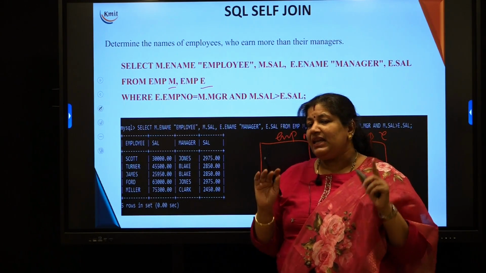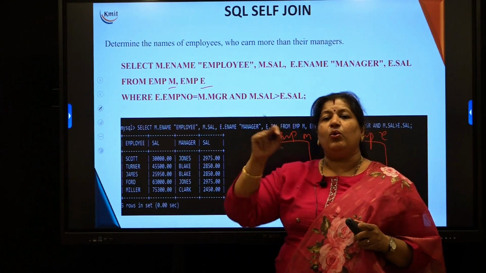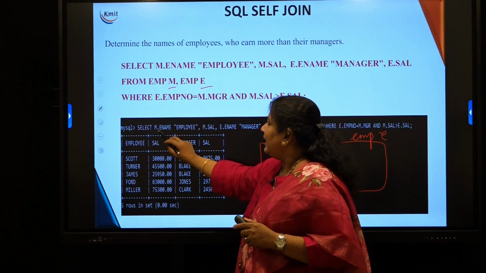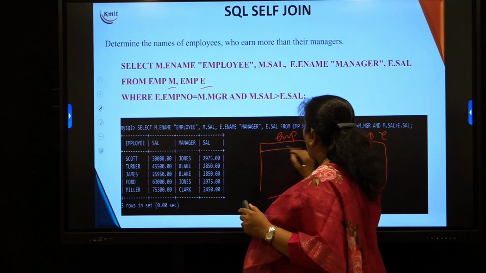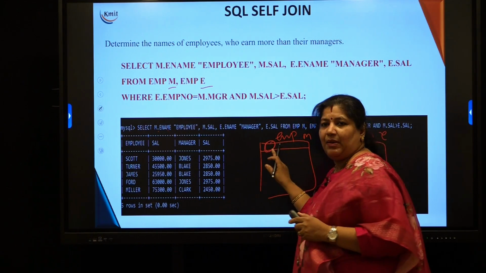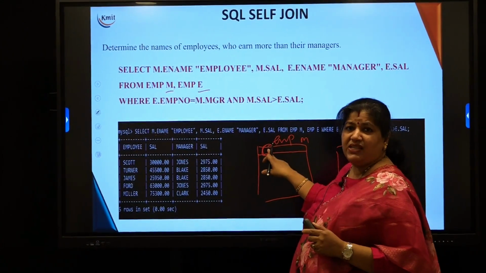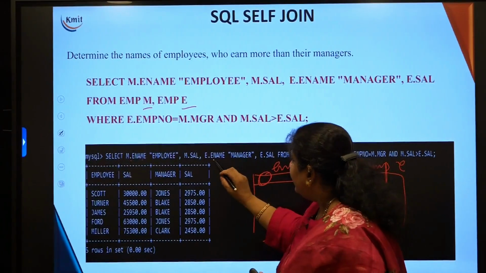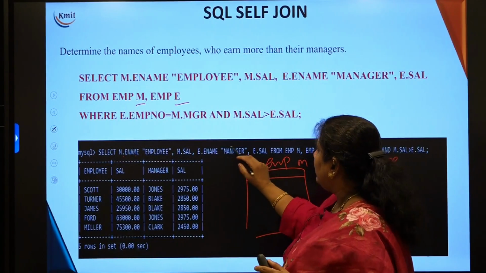Remember, in the EMP table I have a column called MGR. So MGR says who my manager is. So what am I doing? Select M.ename as employee. So the first row of this M table, the EMP number or ename from this table, is going to be the employee. Now who is the employee's manager? The MGR column tells me who the manager is. That is why E.ename is the manager.